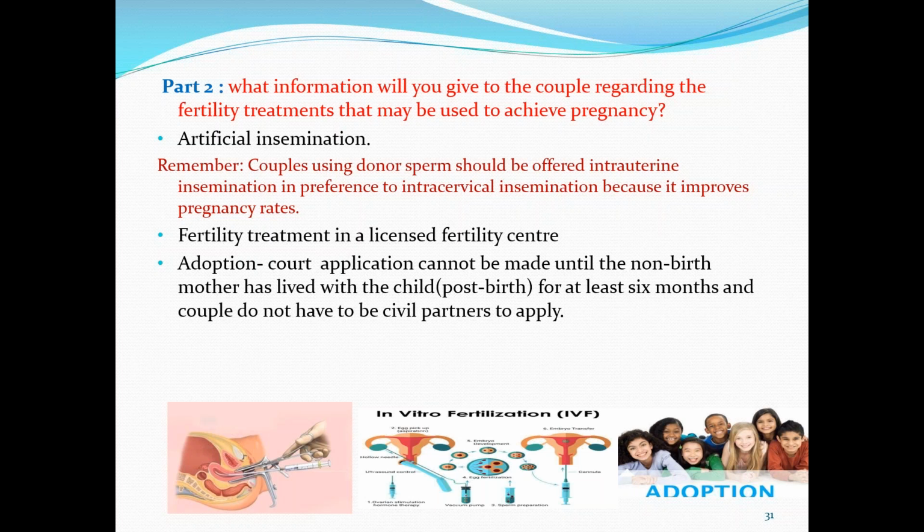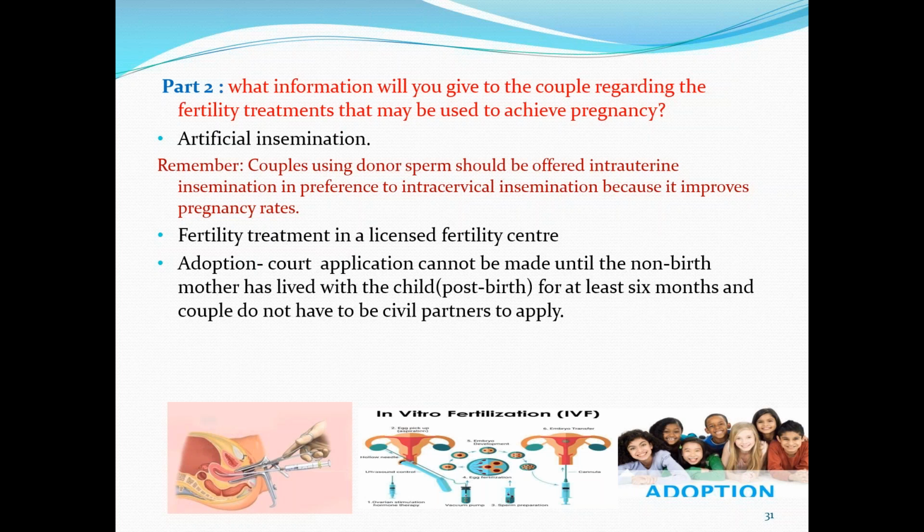So, what information do you need to tell the couple about their fertility options? The fertility option will be either artificial insemination by private arrangement at home. They already have a known donor, donor sperm, so they can proceed with artificial insemination at home. And remember that when a couple uses donor sperm and intrauterine insemination, it will be intrauterine instead of intracervical because it improves the pregnancy rate.